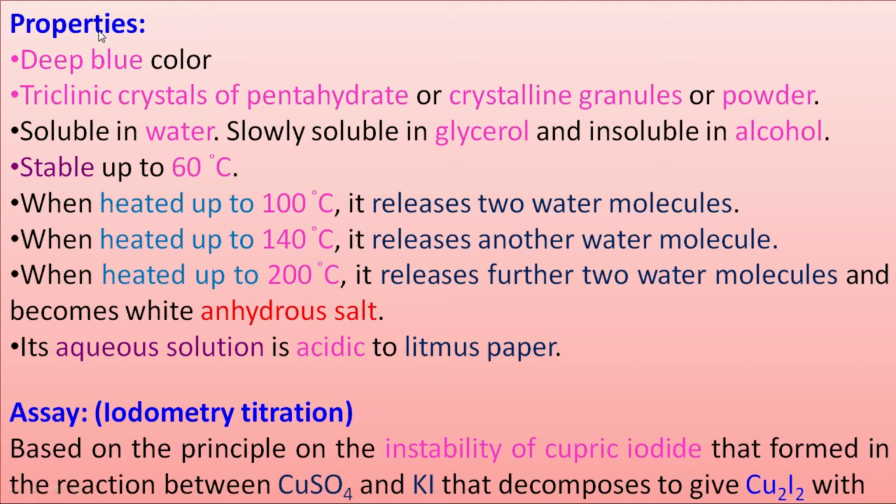Next is properties. The color of copper sulphate is deep blue. It is present as triclinic crystals of pentahydrate, or crystalline granules, or in powder form. It is soluble in water, slowly soluble in glycerol and insoluble in alcohol. Stability properties. It is stable up to 60 degrees Celsius.